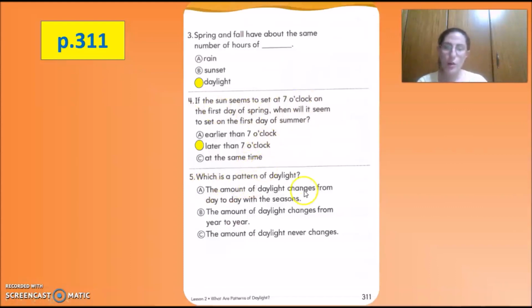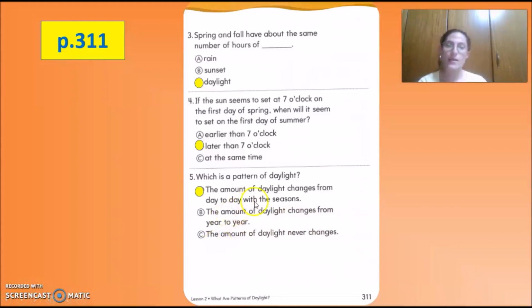Number 5. Which is a pattern of daylight? A, the amount of daylight changes from day to day with the seasons. B, the amount of daylight changes from year to year. C, the amount of daylight never changes. What do you guys think? Which is a pattern, something that is repeated about the daylight? A, the amount of daylight changes from day to day with the seasons. B, the amount of daylight changes from year to year. C, the amount of daylight never changes.